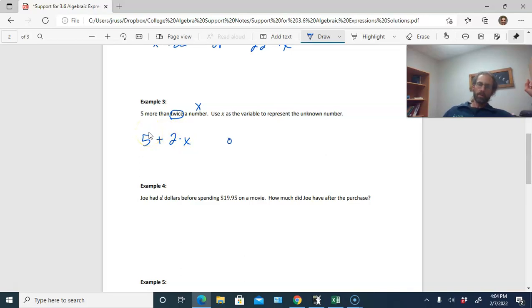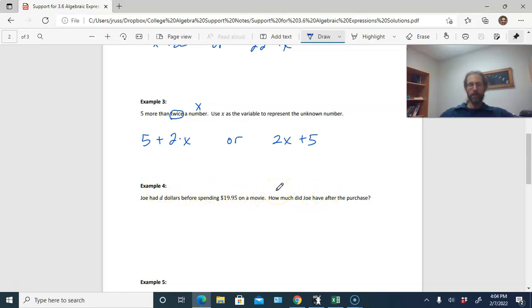Now again, since we're just adding 5, the order doesn't make a difference, so you could also have written this expression 2x plus 5. These would both be acceptable. All right, now with number 4, what we're going to do, let's see.